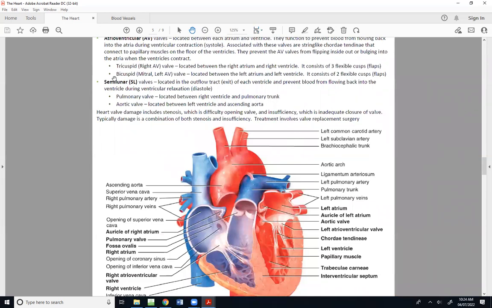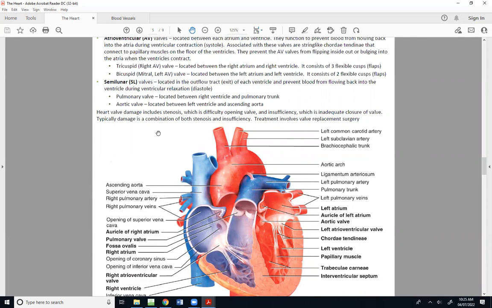So your semilunar valves are located in the outflow tract, or exit point, of each ventricle, and prevent the blood from going back into the heart after it's left. Now, heart valve damage can occur, including what we call stenosis, where the valves struggle to open up, and insufficiency, where it's not going to close properly. So it's a little bit leaky.